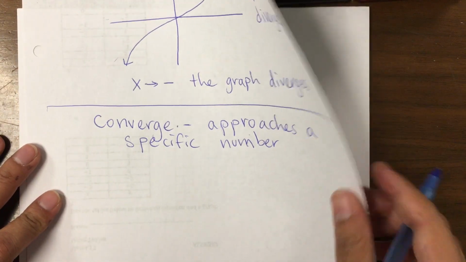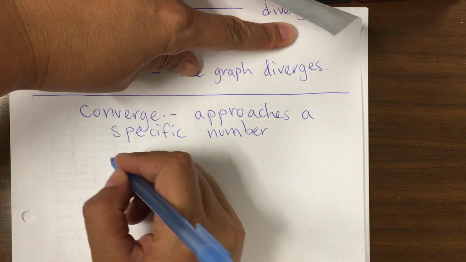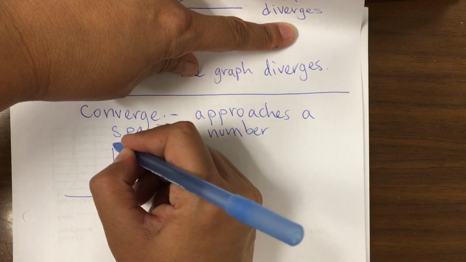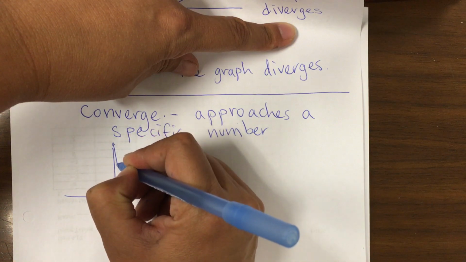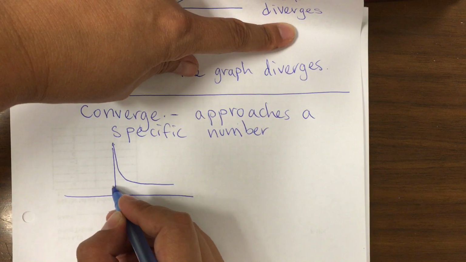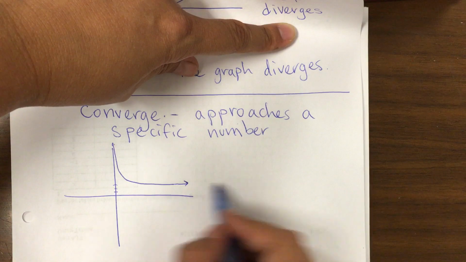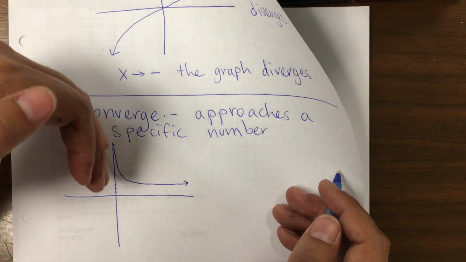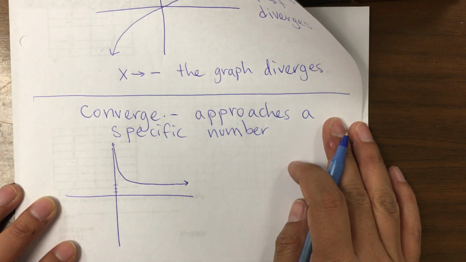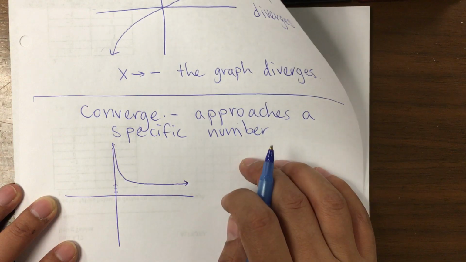And so let me give you an example of how that would look. For example, if we have a graph that starts up here and then it gets closer and closer, maybe to, let's say 1, 2, maybe to 3, okay? And then it goes on forever in there. But it's approaching, getting closer to 3. So that's when the graph converges.